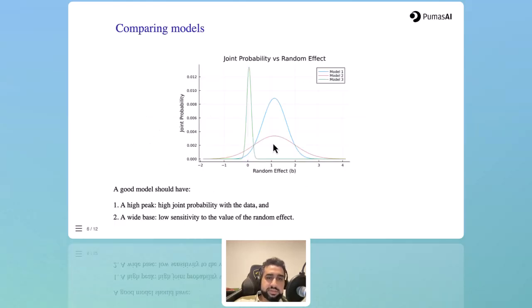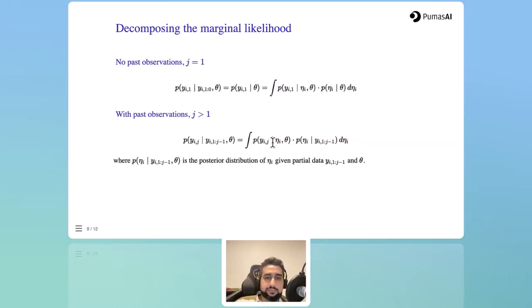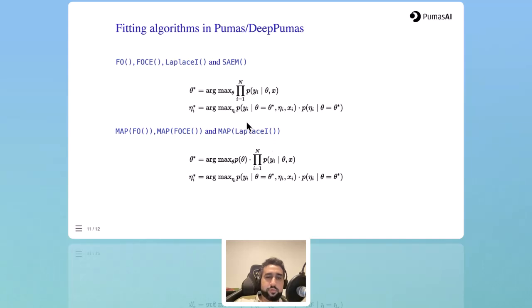Now that's okay, because that actually gives us the mode of the posterior distribution for that specific individual. So what is the best value of eta that fits my data, having already fixed theta? Having already figured out what theta star is, I'm fixing theta to theta star, and then I'm maximizing over the value of eta I, or the random effect, to find the best value of the random effect that fits my data.